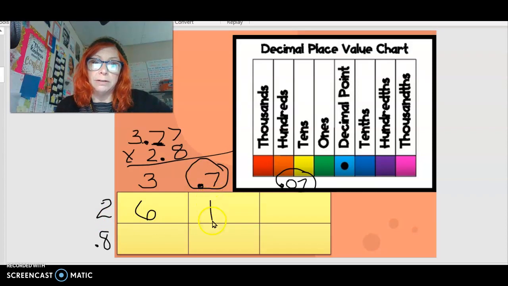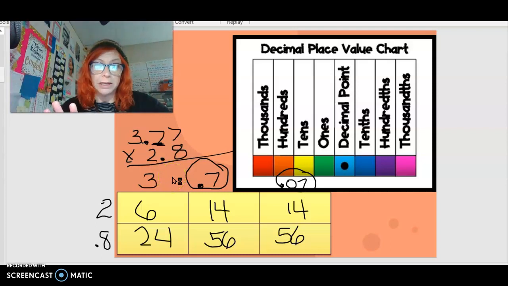This 2 times 7, that's 14. Oh, I'm not going to put the decimal yet, because we're going to talk about that. 2 times 0.7, that's also 14. 8 times 3 is 24. 8 times 7 is 56.